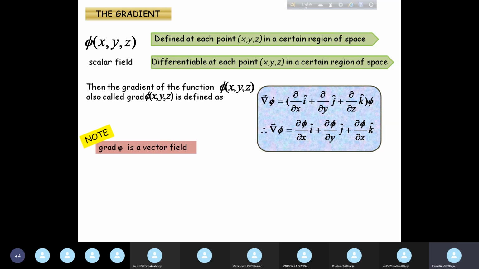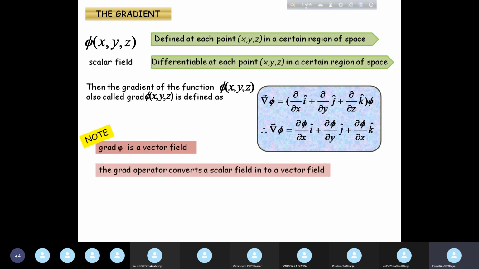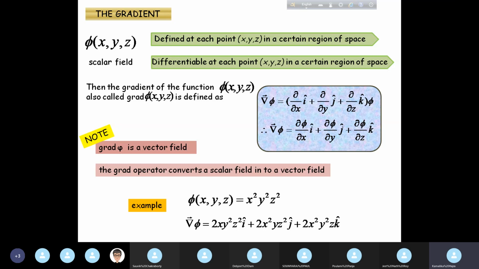So basically grad phi is a vector field, which means that the grad operator converts a scalar field into a vector field. And we did a very simple example to understand what taking the gradient is. You all did it in the last class. If phi is a function like this, x squared plus y squared plus z squared, then grad phi is something that looks like this.